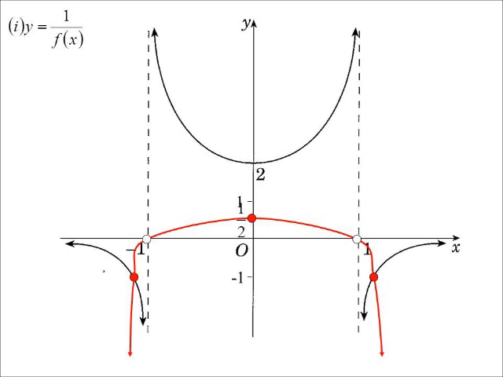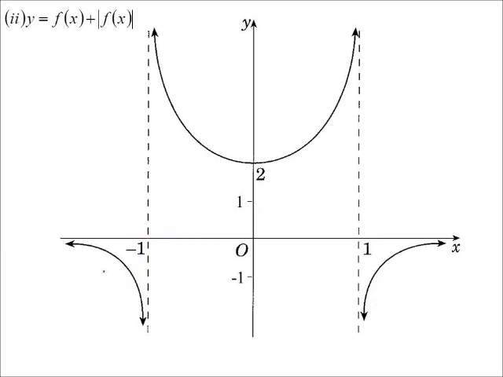Okay. The next one they asked was function x plus the absolute value of function x. So first thing I've got to work out is what is the absolute value of function x, and then I'm going to add the two graphs together. So absolute value of function x, whatever is below gets reflected above. So my blue graph there is absolute value of function x, and I'm going to add the two together.